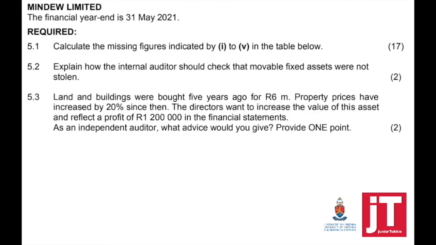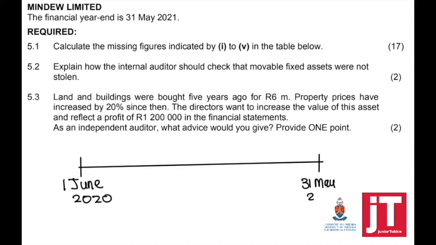The financial year end is 31 May 2021. Always remember, make sure you understand when your accounting period ends and when it starts. If my accounting period ends 31 May 2021, it means it starts the 1st of June 2020.